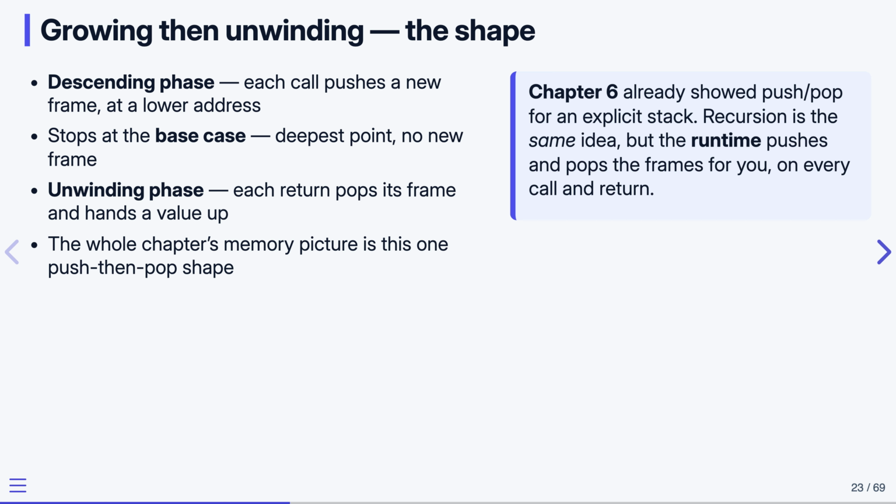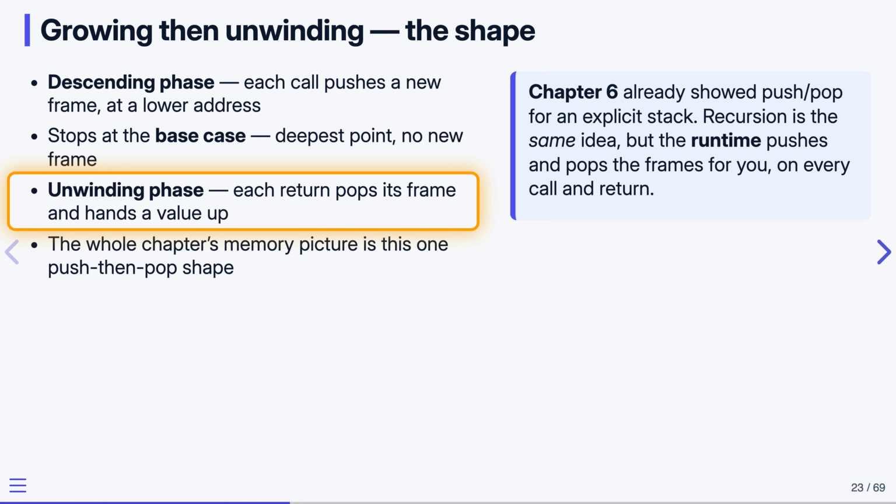Let us name the shape we just saw. Recursion has 2 phases. The stack grows, then it shrinks. Let us look at each part. First, the descending phase. Each call pushes a new frame at a lower address. The stack gets deeper. It stops at the base case. This is the deepest point. Here no new frame is added.